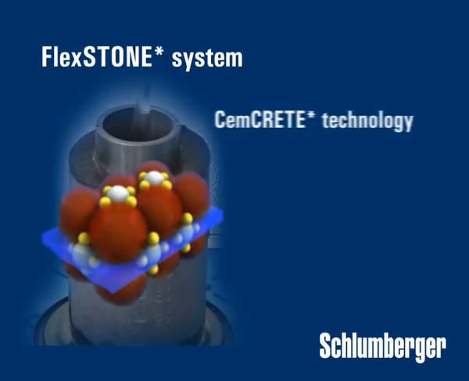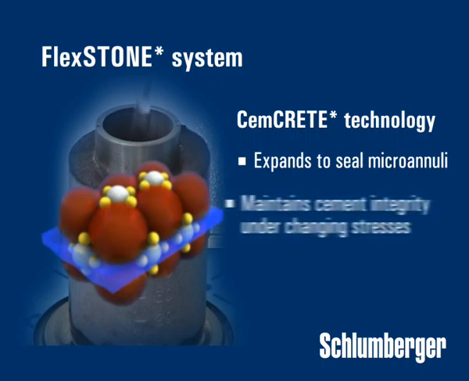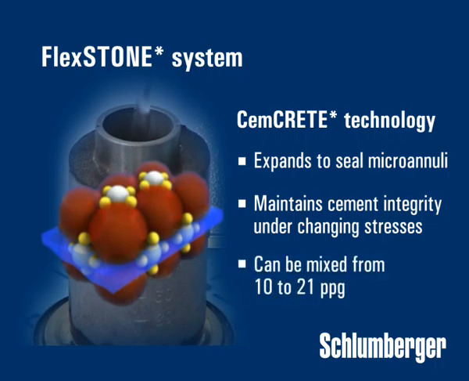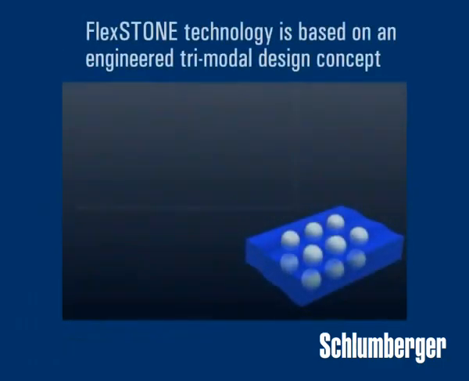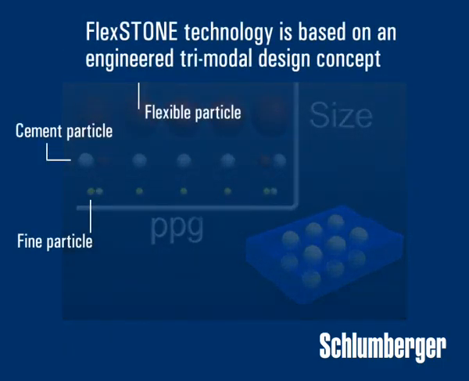Based on our field-proven Semcrete technology, the FlexSTONE system allows expansion to levels not possible with conventional cement to seal microannuli. The system is engineered with a level of flexibility to manage change in wellbore stresses. The FlexSTONE system can be mixed across a density range from 10 ppg to 21 ppg in many different wellbore scenarios. The key to the FlexSTONE system is the trimodal design that utilizes 3 different particles.